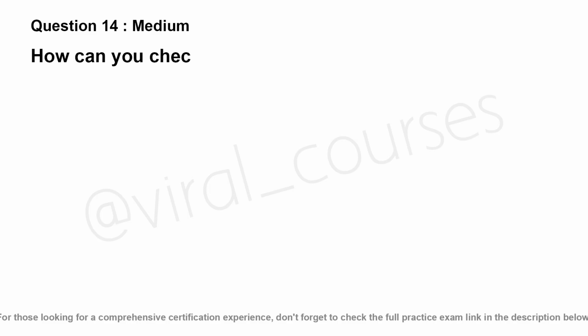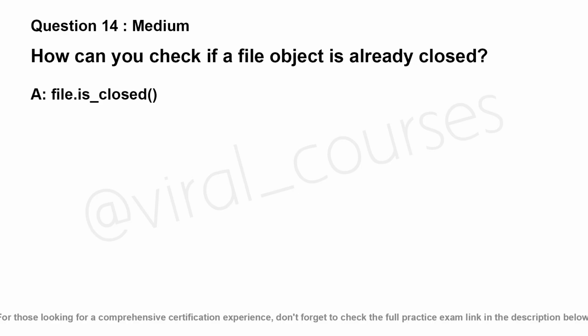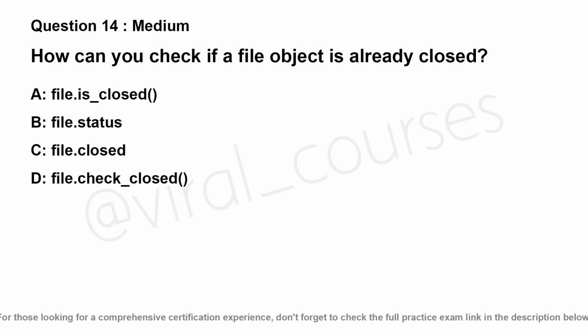How can you check if a file object is already closed? Option A, file.is_closed. Option B, file.status. Option C, file.closed. Option D, file.check_closed.